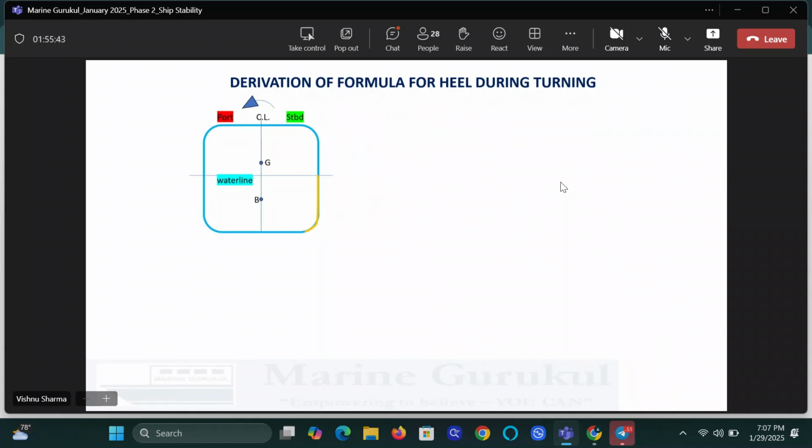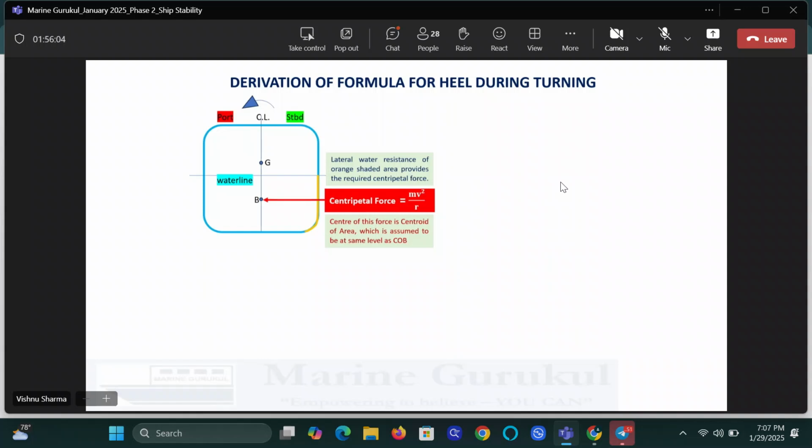Where will it act through? Through the centroid of this area, and that centroid is assumed to be in line with the center of buoyancy. So the lateral water resistance of the shaded area provides the required centripetal force. This center of force is the centroid of the area, which is assumed to be at the same level as the center of buoyancy. And what is centripetal force? mv squared upon r, we did on the first slide. Now, the moment this centripetal force comes into existence, if there was nothing to balance it, the ship would go to the center of the turn.